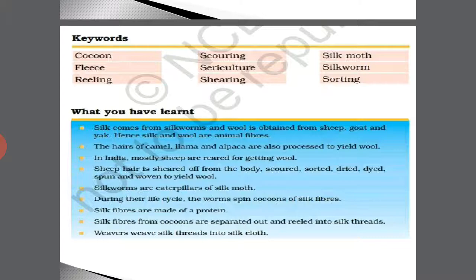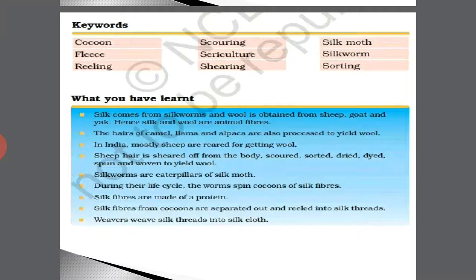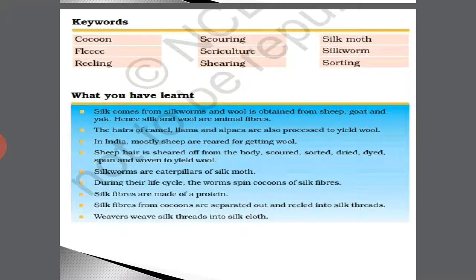Hair of camel, llama and alpaca are also processed to yield wool. In India, mostly sheep are reared for getting wool. Sheep hair is sheared off from the body, scoured, sorted, dried and dyed, spun and woven to yield wool. Silkworms are caterpillars of the silk moth. During their life cycle, silkworms spin cocoons of silk fibers. Silk fiber is made up of a protein. Silk fiber from cocoons is separated out and reeled into silk thread. Weavers weave silk thread into silk cloth.